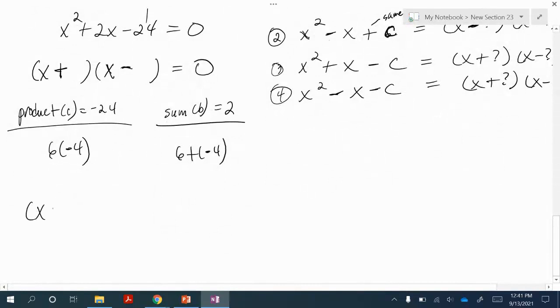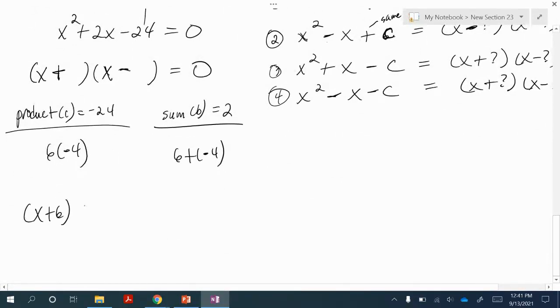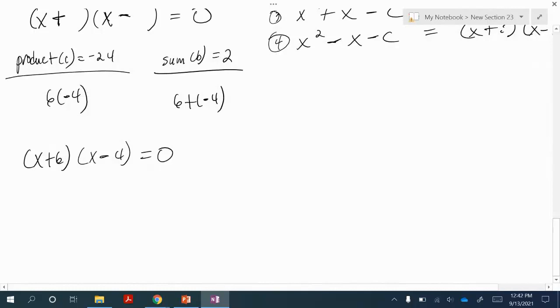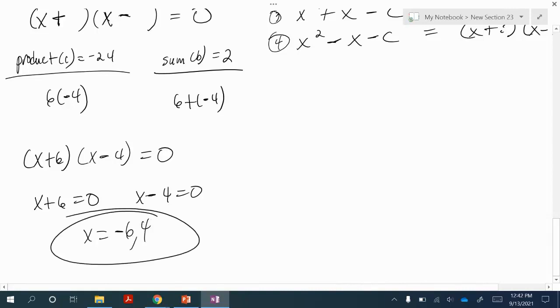right? So we have x plus 6 times x minus 4 is equal to 0. I'm now going to use the zero factor property, so I'm going to take both factors and set them equal to 0. And if we solve, we have x is equal to -6 and x is equal to positive 4.